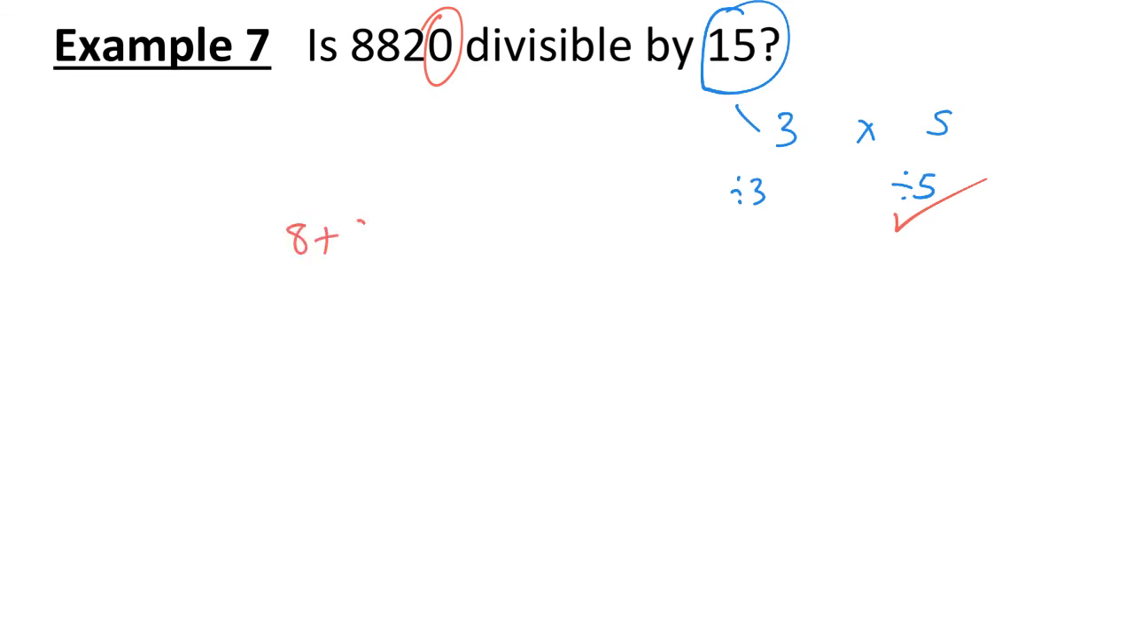So now we need to check that it's divisible by 3. So 8 plus 8 plus 2 plus 0 is 18. And 18 is a multiple of 3. So that means it's divisible by 3. So because 8,820 is divisible by both 3 and 5, then it means it's divisible by 15.